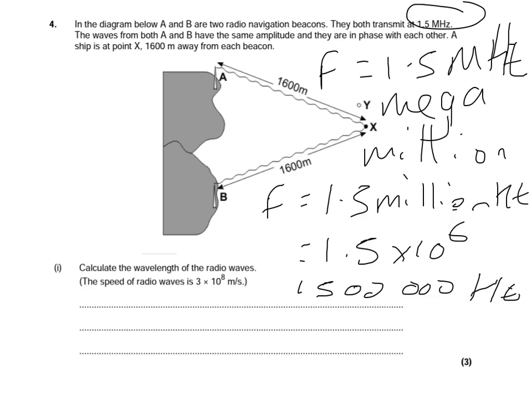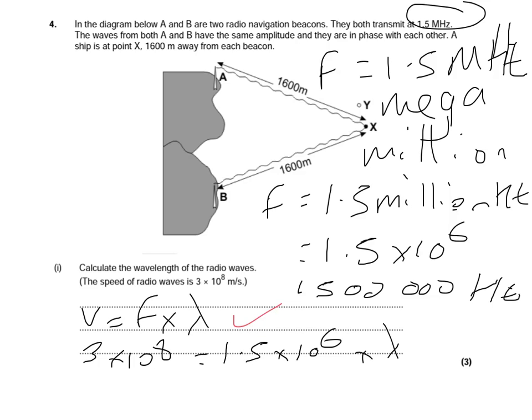Now, to calculate the wavelength of the radio waves, the speed of the radio waves is 3 times 10 to the 8, or 300 million. Now, you get the first mark from remembering the equation that v equals f times lambda. That, believe it or not, is 1 mark in the question. Remember that will be on the formula sheet at the front of your exam. The next bit is to substitute in the numbers. So we have 3 times 10 to the 8, and I'm just going to leave this in standard form, equals 1.5 times 10 to the 6 times your wavelength.